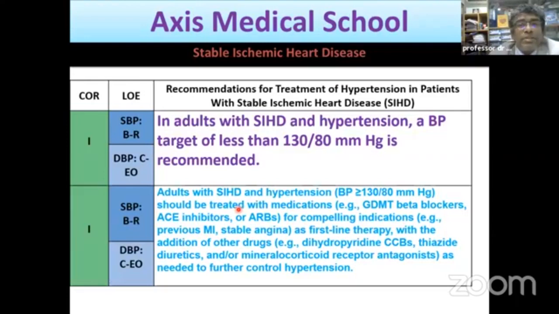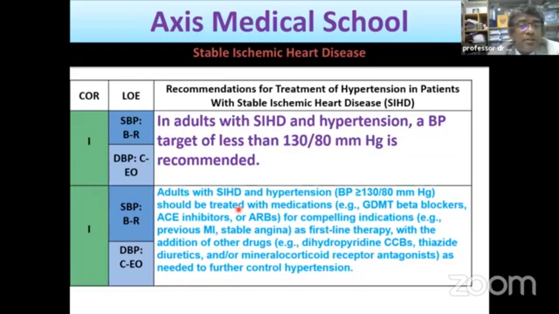So here we look at what the evidence says: in adults with stable ischemic heart disease and hypertension, a blood pressure target of less than 130 over 80 millimeters of mercury is recommended. So in this case, the patient's blood pressure target or goal should be less than 130 over 80 millimeters of mercury.